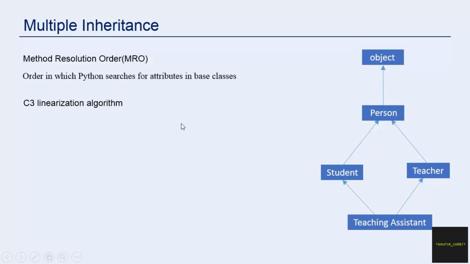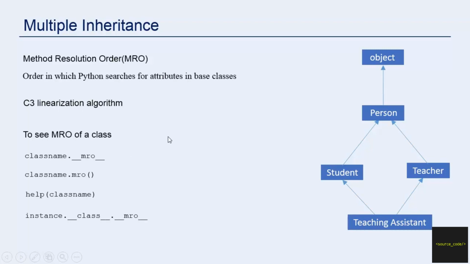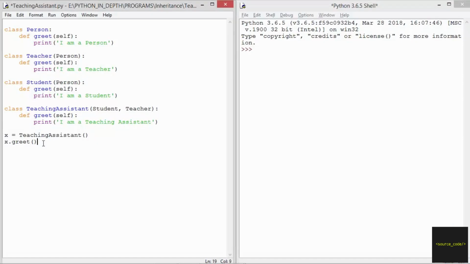We can see the MRO for any class using the dunder MRO attribute, or the MRO method, or using the help function. If we have an instance and want to see its MRO dynamically, we can use the dunder class attribute. Now let us go back to IDLE. Now we have made these classes teacher and student inherit from this person class. And all the classes have defined this method greet. Let us see the MRO for this class teaching assistant.